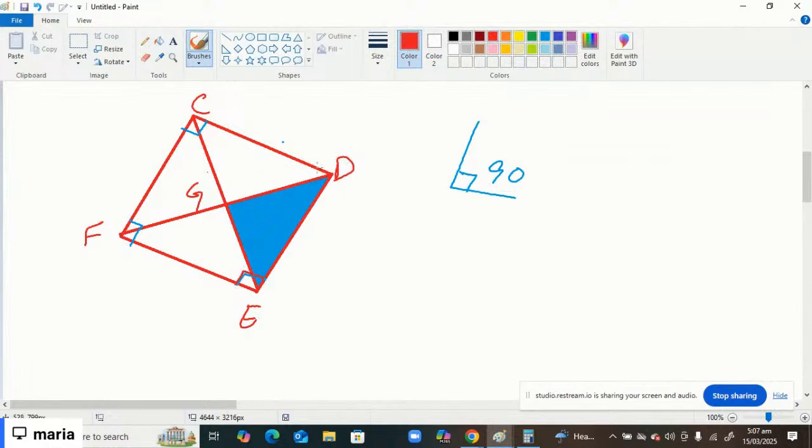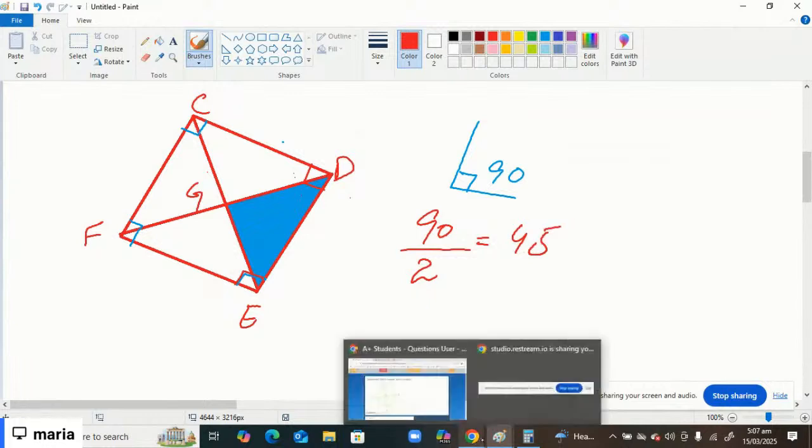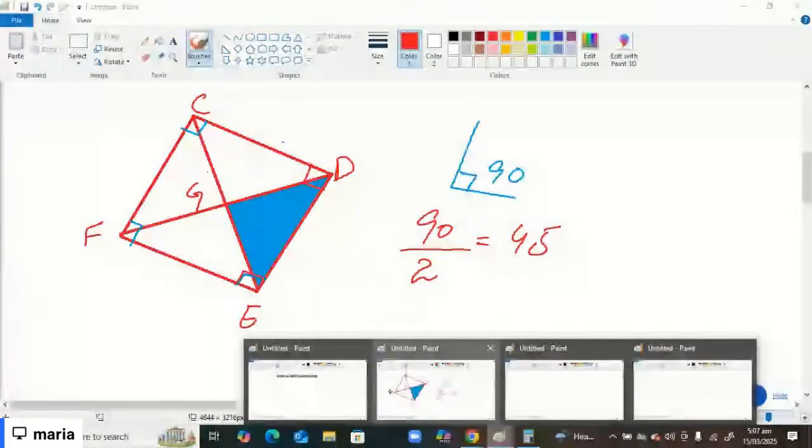This one is a 90-degree angle and this one is a 90-degree angle. Okay, but it cuts into two halves. From this side, we see this 90 is cut into two halves. From this side, this 90 is also cut into two halves. So when the 90 is cut into two halves, it is 90 divided by 2, which is 45. So here we go with the 45.